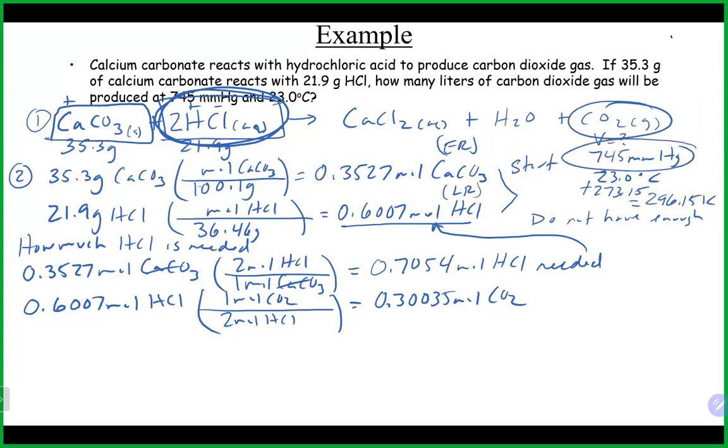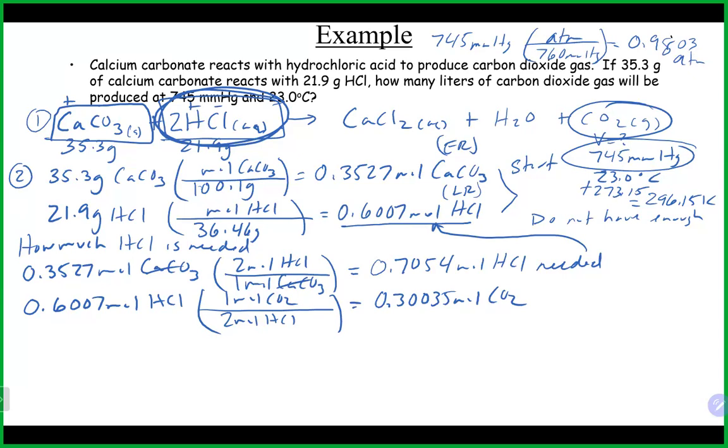Our pressure is also not in the correct units. We need to convert it to atmospheres. So we'll go 745 millimeters of mercury divided by that 760 number to convert it into atmospheres. That'll give us 745 divided by 760. We'll go 0.9803 atmospheres. Now we have everything that we need.